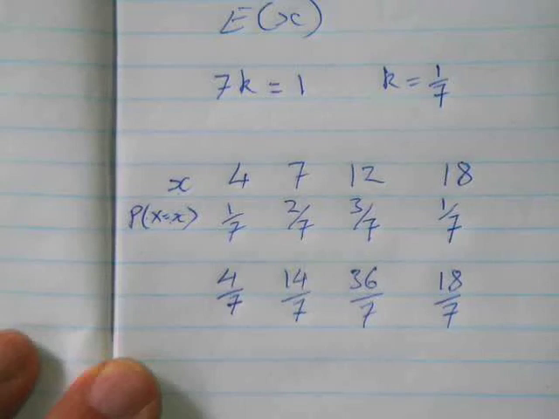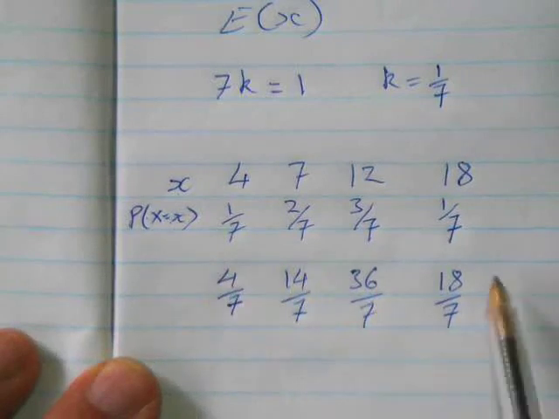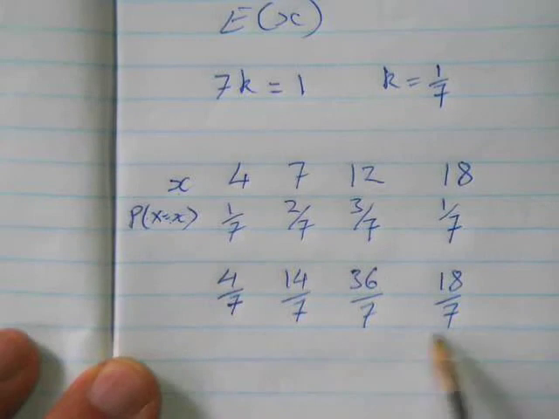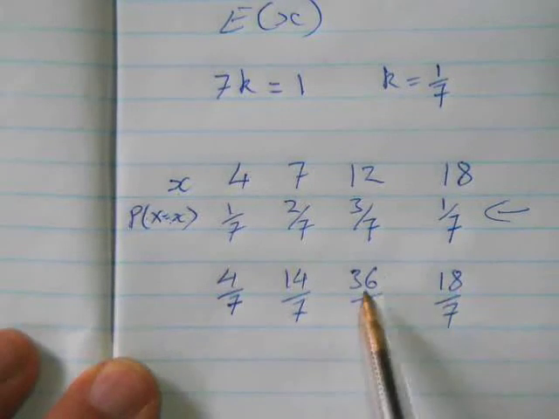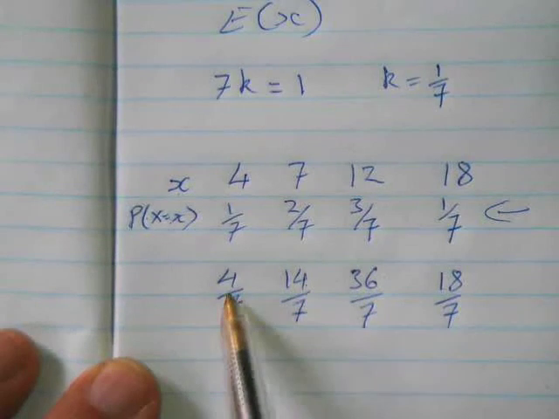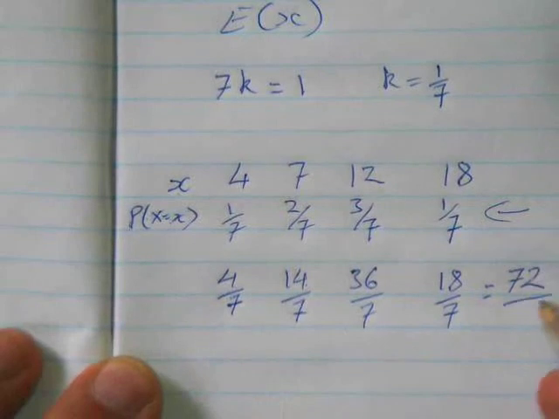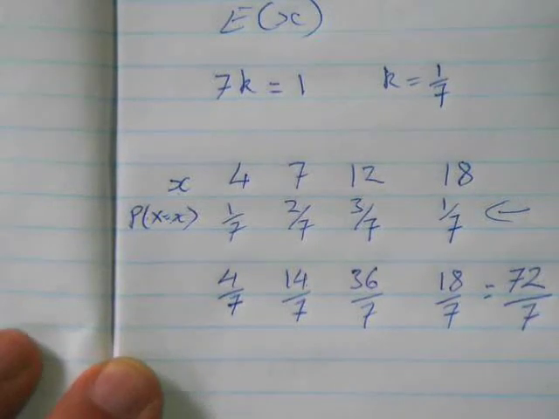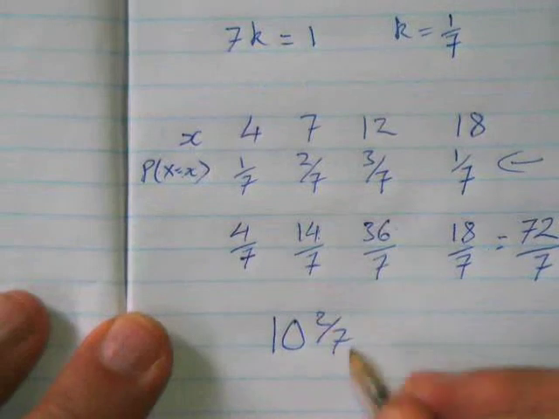Okay? And some of you now get a bit worried about things like this, where the number on the top is bigger than the number on the bottom. This is not a probability. This was the probability. This is not. This is just a line of calculation. Okay? Now, 36 and 18 comes to 54, 64, 68, 72. 72 out of 7, which is 10 and 2/7, or 10 and a bit if you prefer.